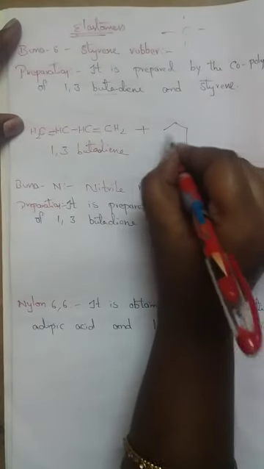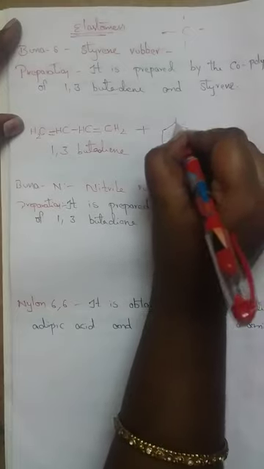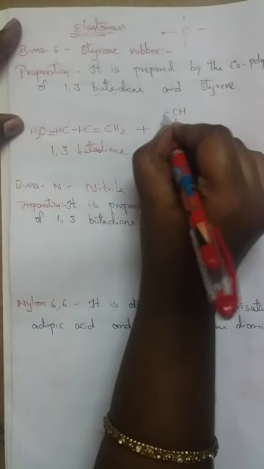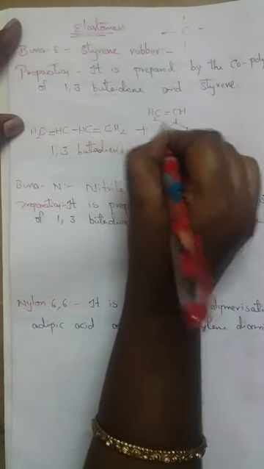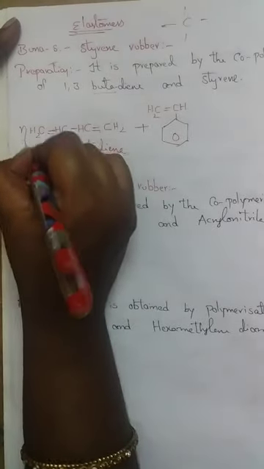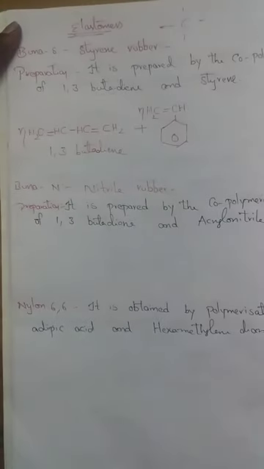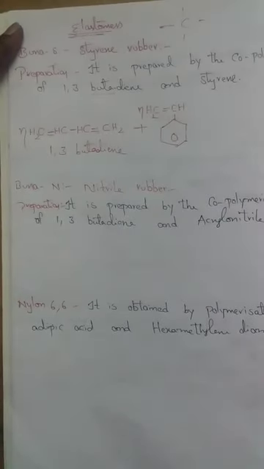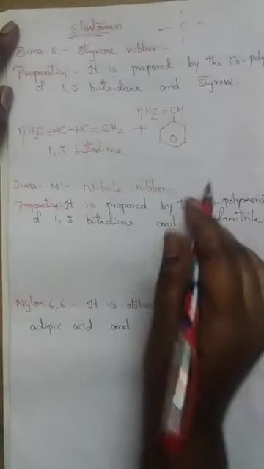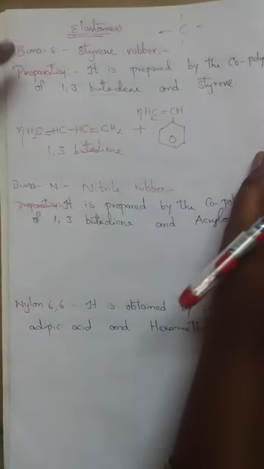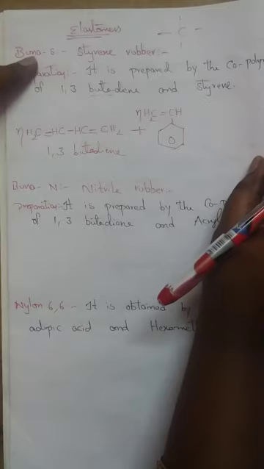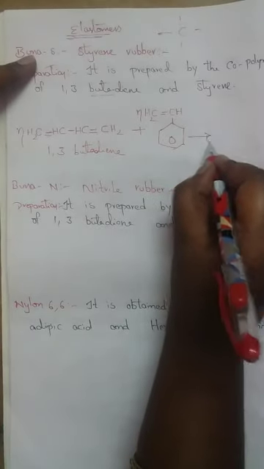The structure of styrene is benzene attached to CH double bond CH2. Okay, so it is a monomer. A monomer is a unit which is present only one time. Now we have to convert the monomers into a polymer. Why? Because Buna-S is a polymer, so we have to prepare the Buna-S polymer.